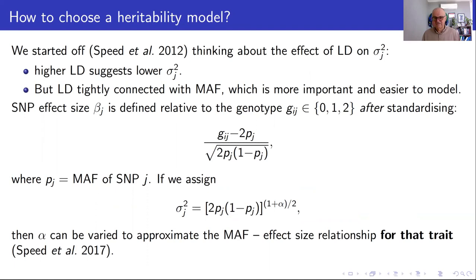So we're obviously facing a key question of how to choose a heritability model. We started off thinking about this nearly 10 years ago, thinking about the effect of LD on sigma squared. Basically, if you've got a bunch of SNPs in high LD, they behave a bit like a single SNP, and so we would expect them to have less heritability per SNP than if they were in low LD. We proposed a model for that and showed that it worked better and so on. In retrospect, I think we would have been better to focus on MAF. So MAF and LD are obviously tightly connected.